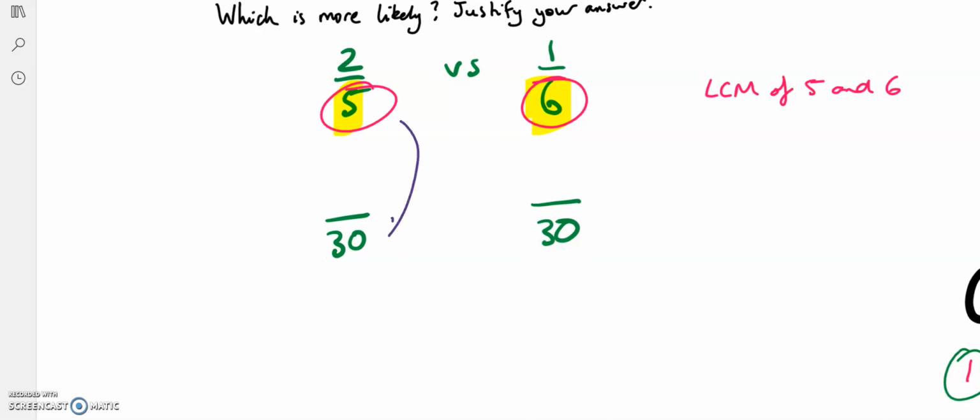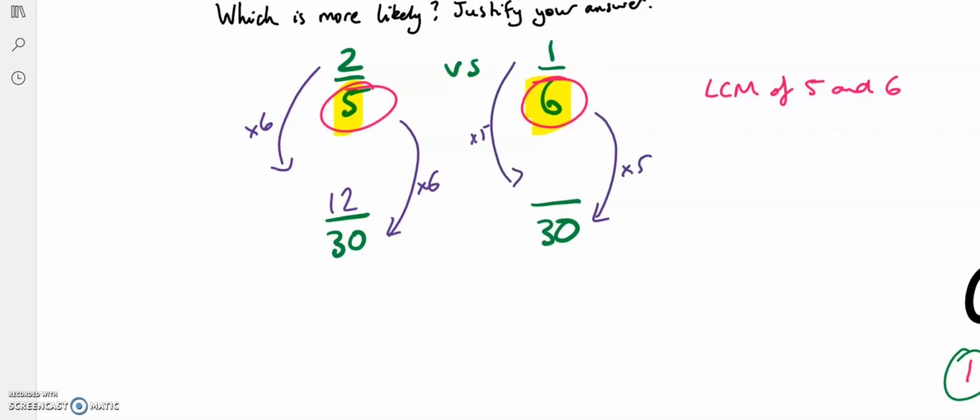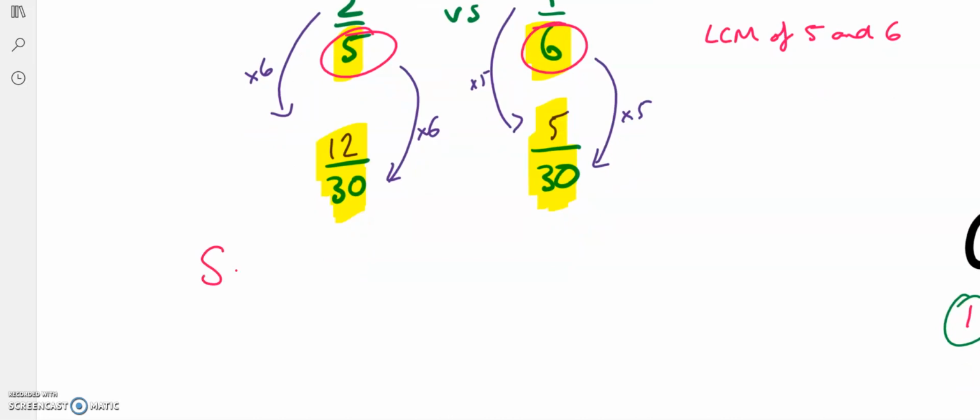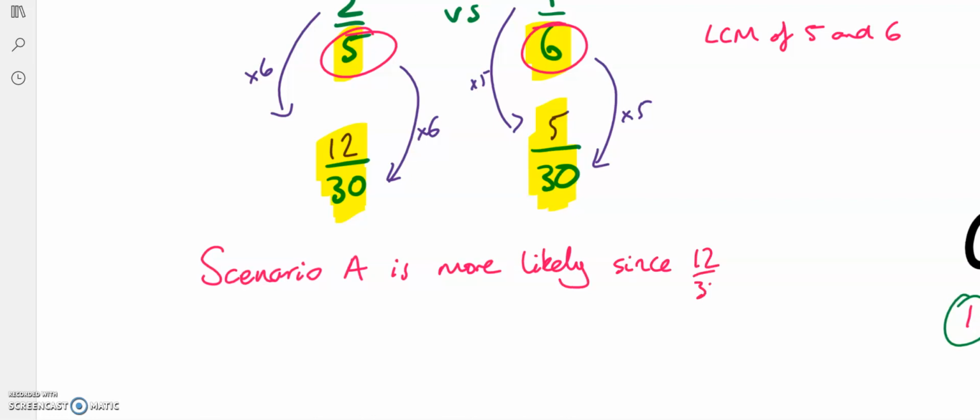To get from 5 to 30, we've times by 6. So I'm going to do 2 times 6. So a 2 in 5 chance is the same as a 12 in 30 chance. To get from 6 to 30, I've times by 5. So I'm going to do 1 times 5, which is 5. Now if we compare scenario A and scenario B, scenario A has a 12 in 30 chance, scenario B's got a 5 in 30 chance. So we would say scenario A is more likely, since 12 over 30 is more than 5 over 30.